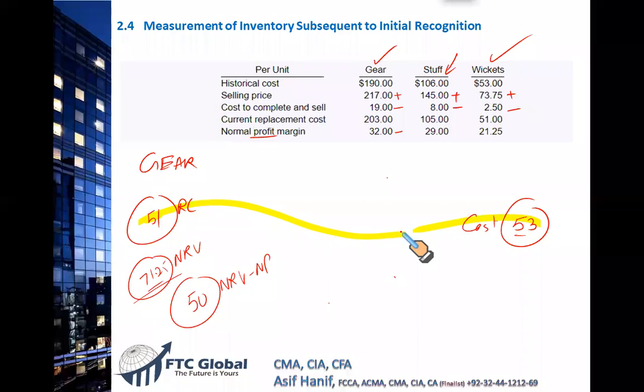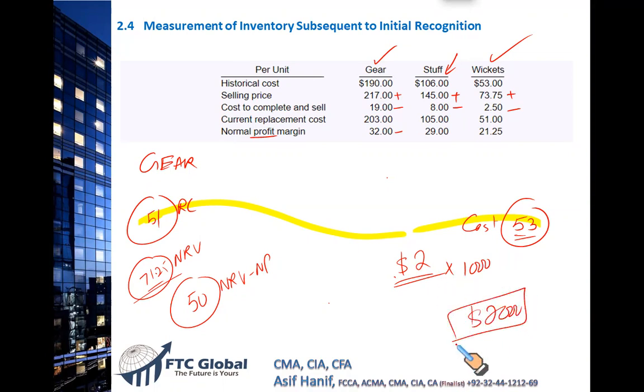Now we have a problem. We are carrying an item in our inventory that has a cost of 53, whereas its designated market price is 51. Which means we have to write a $2 loss on every item. Let's say there are 1,000 units of wickets and they have fallen in value by $2, which means we are going to write off our loss of $2,000. This loss, once written off, is gone. You can't reverse the loss. Under US GAAP, loss cannot be reversed.